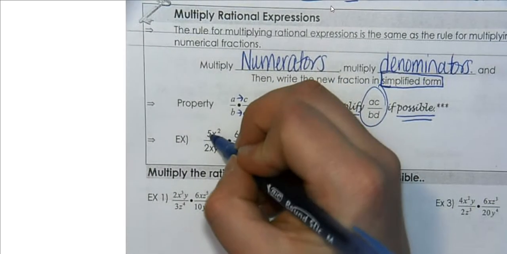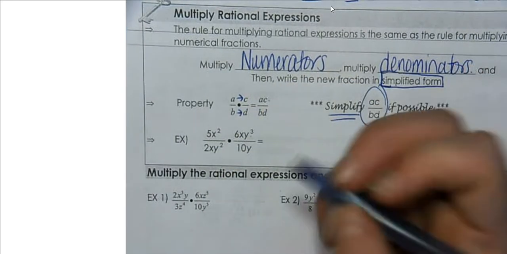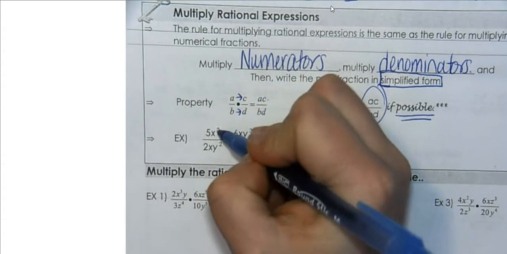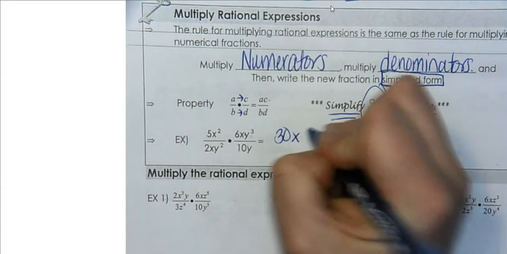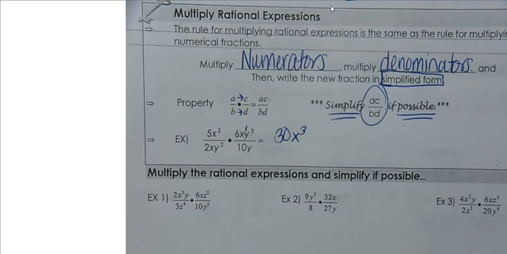I have 5 times 6. I always multiply my numbers. 5 times 6 is 30. X squared times x is x to the third power. Remember, there's like a 1 right here. We always add our exponents.